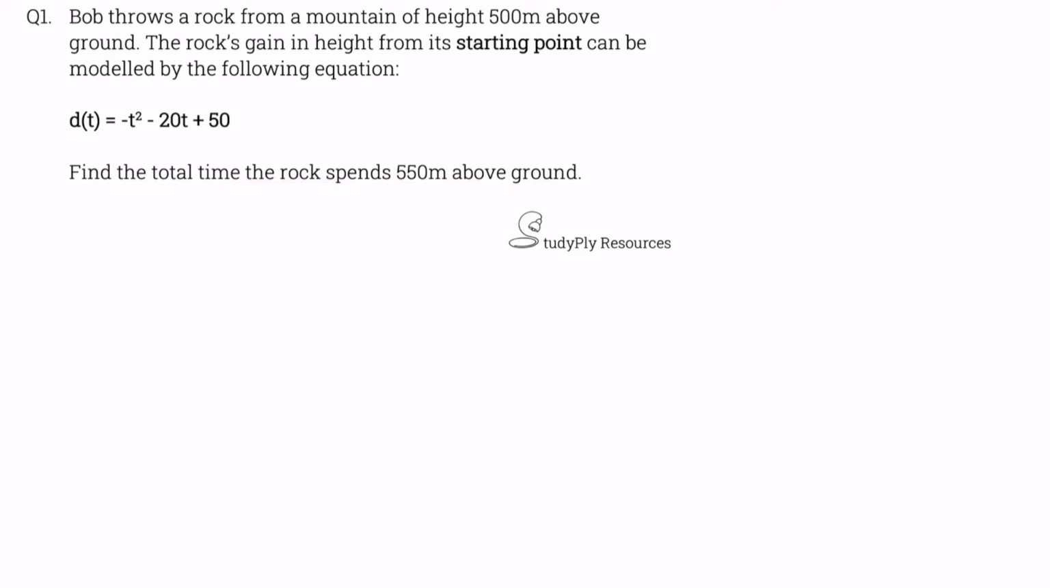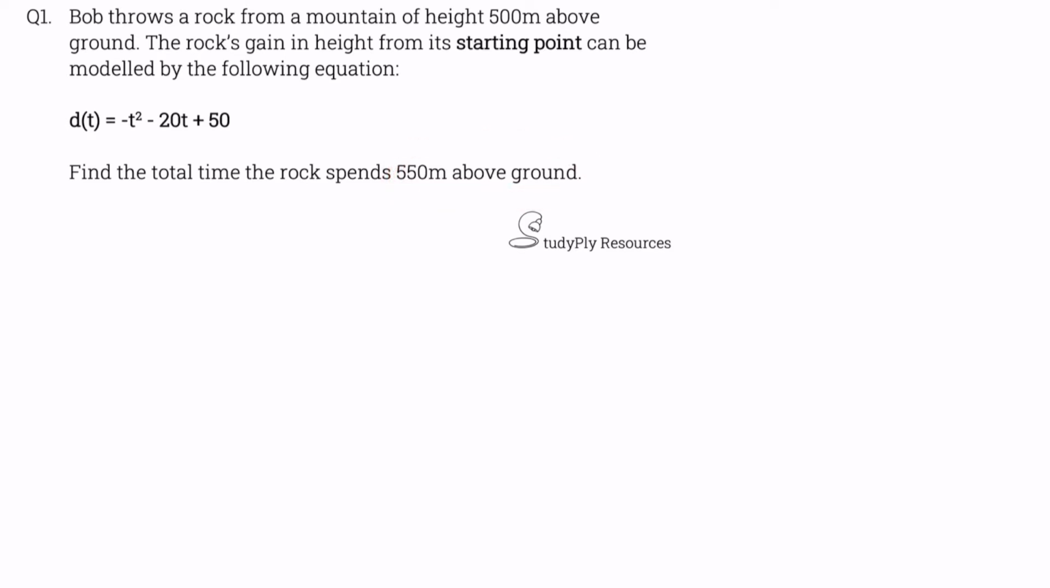Now, the key things we need to focus on are, first, that this equation represents the gain in height from the starting point, and the starting point is 500 meters above ground. And secondly, we need to focus on this part, 550 meters above ground.